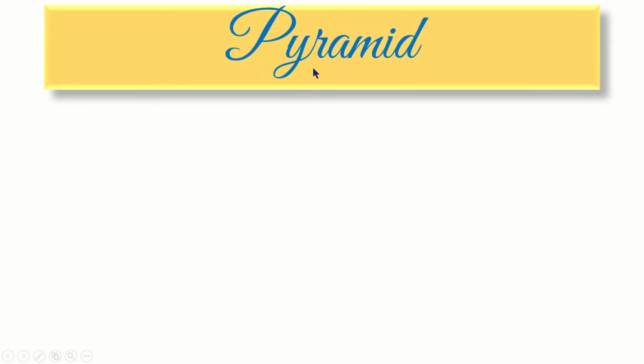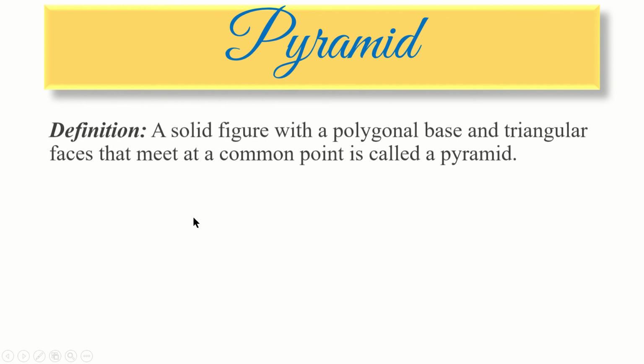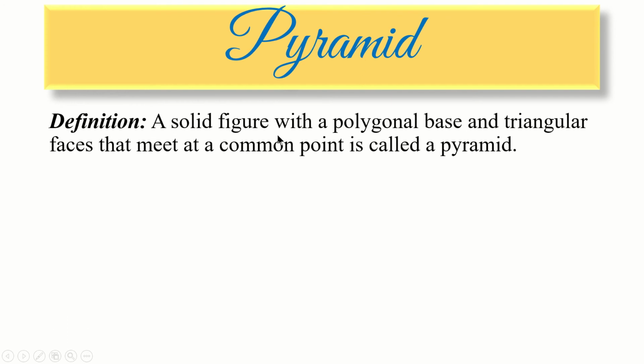Next, now we have to know the definition of pyramid. Definition: a solid figure with a polygonal base, that means the base will be polygonal, and triangular faces that meet at a common point is called a pyramid.